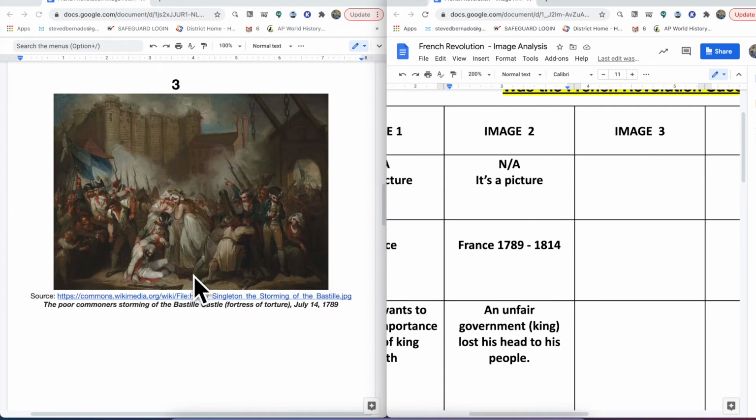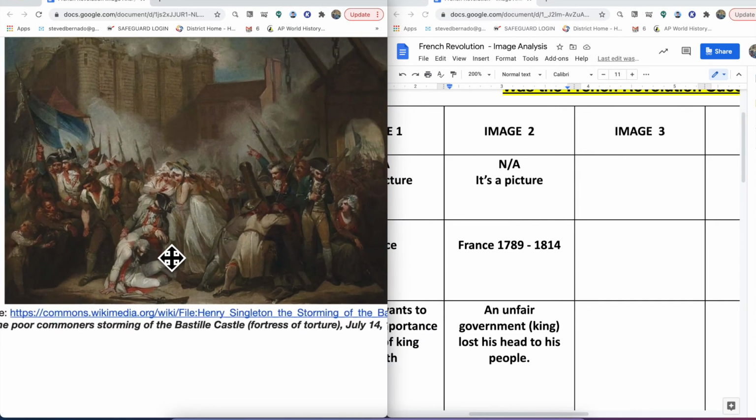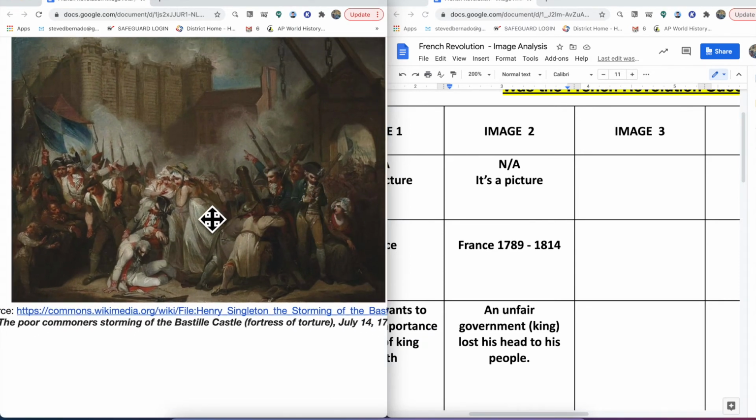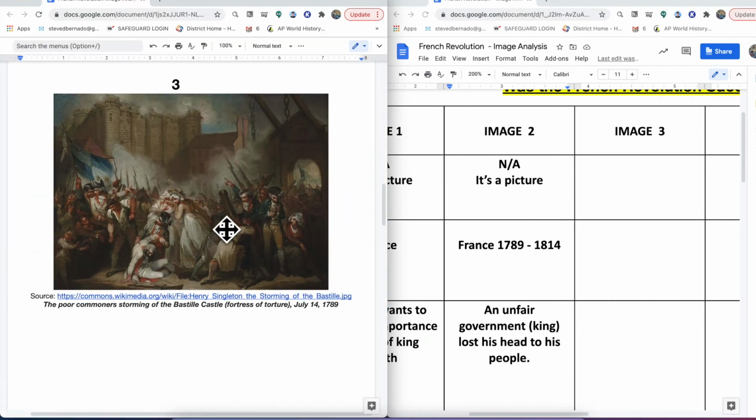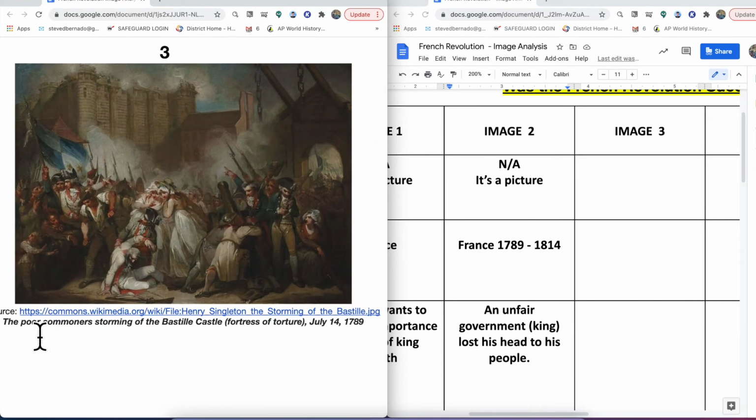Okay, let's move on to image 3. Now what happens here? What do we see in the image? Well, we see a lot of people. They look like they're fighting. If you look closely, it looks like there's poor people in the image, and it looks like there's soldiers in the image. There's a giant castle in the background on fire. It looks like maybe the poor commoners are attacking the soldiers, and maybe they're attacking this castle or this fortress. Now let's read the blurb to see if we're right. The poor commoners storming of the Bastille Castle, the fortress of torture, July 14th, 1789.